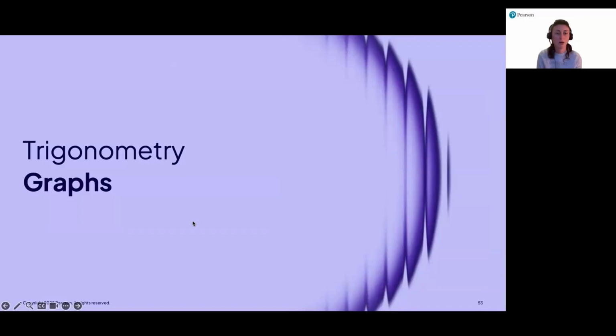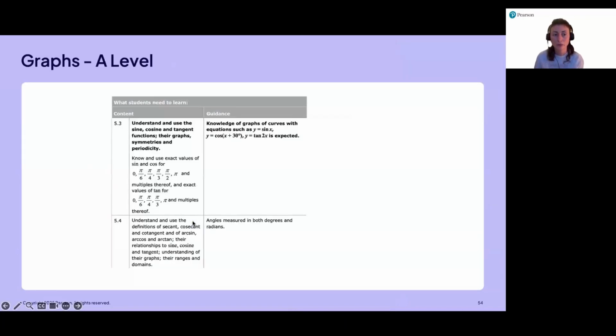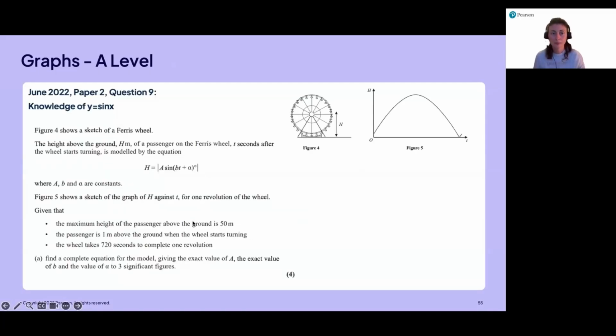Okay, so we are on to our second section, graphs. Jumping straight into year 2 or A level, as this is where most of the examples appear. There's a snippet from the specification. And here you can see we've got a modeling question. There appears to be a Ferris wheel. There appears to be a sine graph. And this is also a resource in the modeling questions resource, which I'm going to show you later. That can be found in the Emporium.